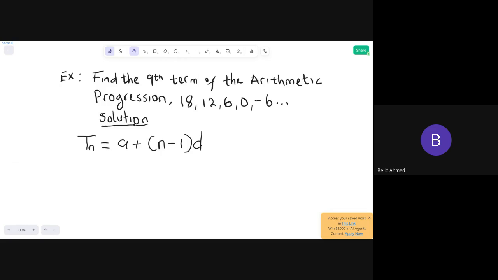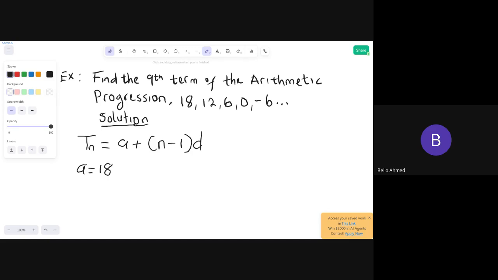So remember that our A from the question is actually going to be 18, because A means the first term. So you have to look at the terms given to you. The very first one is going to be the value of your A.